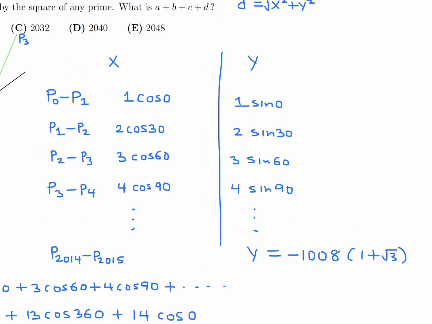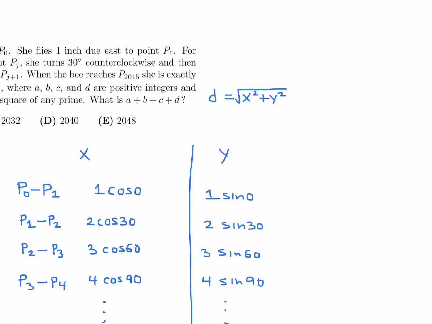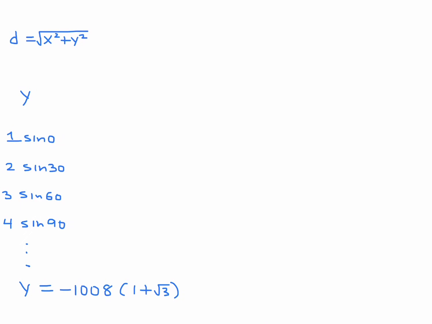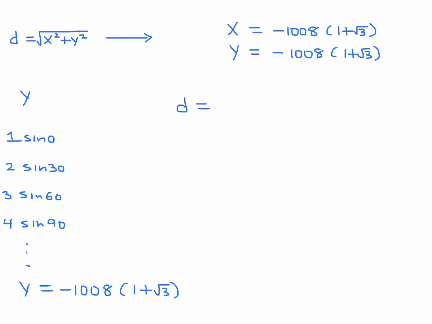All right, so now we have to use this formula right here. This d is equal to the square root of x squared plus y squared, right? So we had our x value as minus 1008 times (1 plus root 3) after all that hard work. Y you get it by doing the exact same process, so I'll let you do that. And now we just have to figure out the distance with that formula.